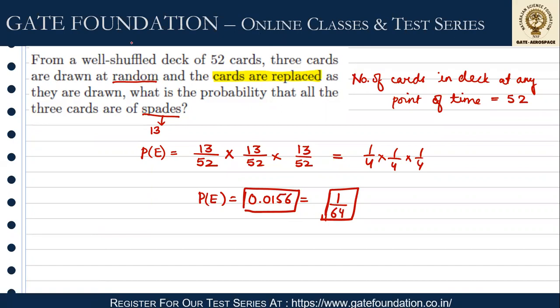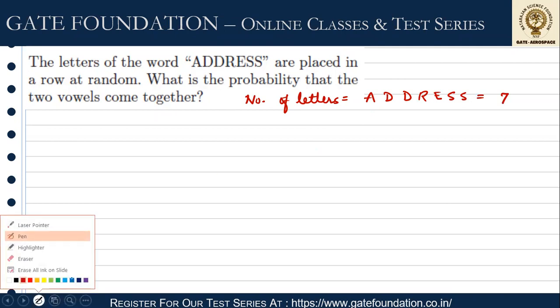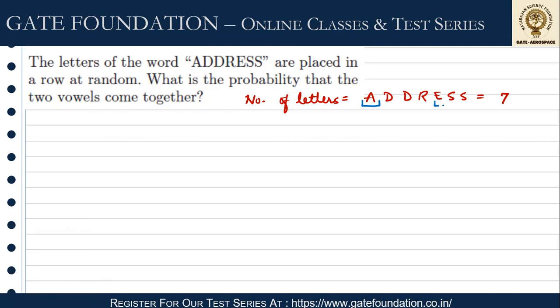Now let's see the next one. Next question कैसा है and how we can solve this one. Yes, this kind of question we have done in the last class also. So try to solve this one. The letters of the word ADDRESS are placed in a row at random. What is the probability that the two vowels come together? Now they have already given you that there are two vowels in these letters. So the number of letters we have: A, D, D, R, E, S, S. So 7 letters we have, and we are supposed to keep the two vowels, that is A and E, together.